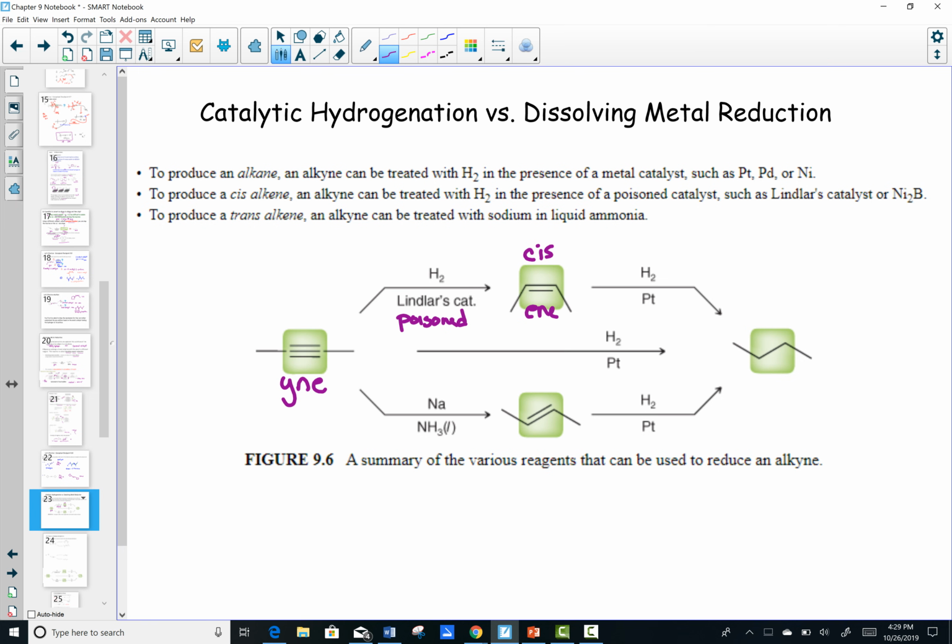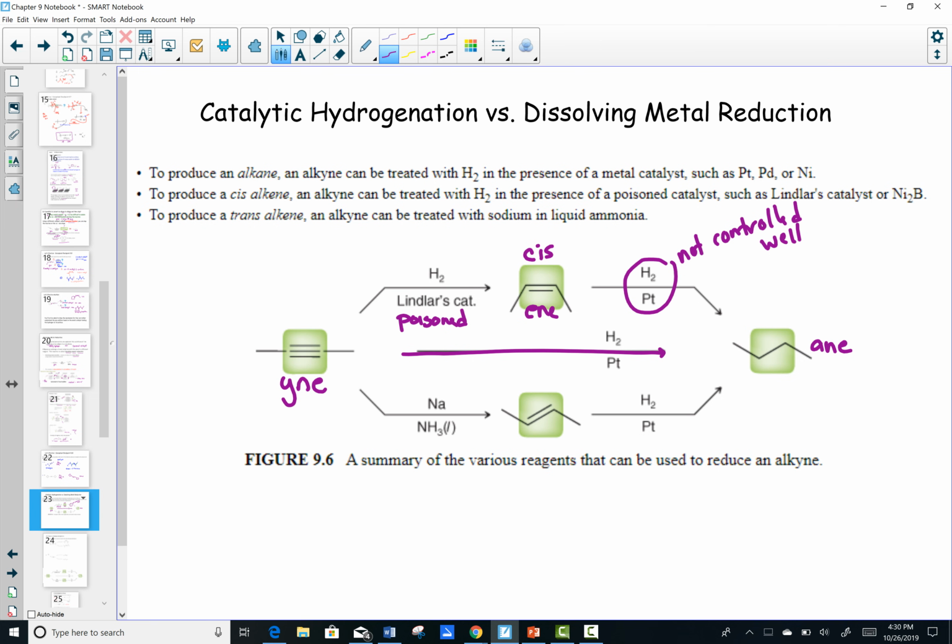That's your product. In a next treatment, if you added hydrogen across the metal platinum, it will go on and create the ane ending. This is not controlled well, so that just simply means any type of pi bond in the presence of hydrogen with a metal catalyst just goes straight to the ane. There is no intermediate. I cannot stop it. The triple bond goes all the way to single bonds.